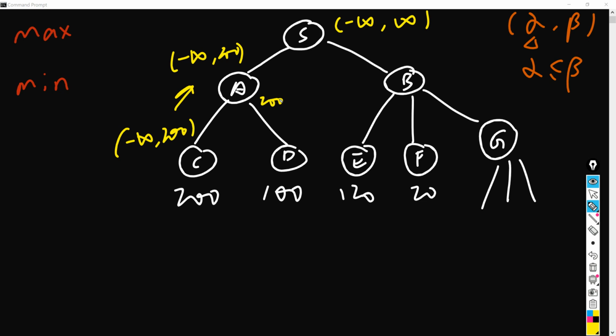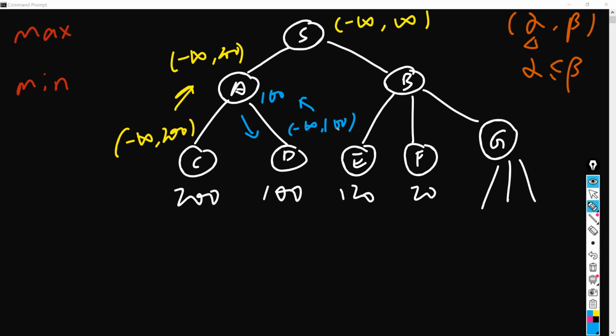Okay, so next, let me change the color. It goes to here. So here right now is infinity and 200. However, since 100 here is smaller than the beta value, which is 200, it will change 200 to 100 and go back here. And right now, since A gets the minimum value, 100 here is smaller than the yellow 200 here, so it will update it with 100.